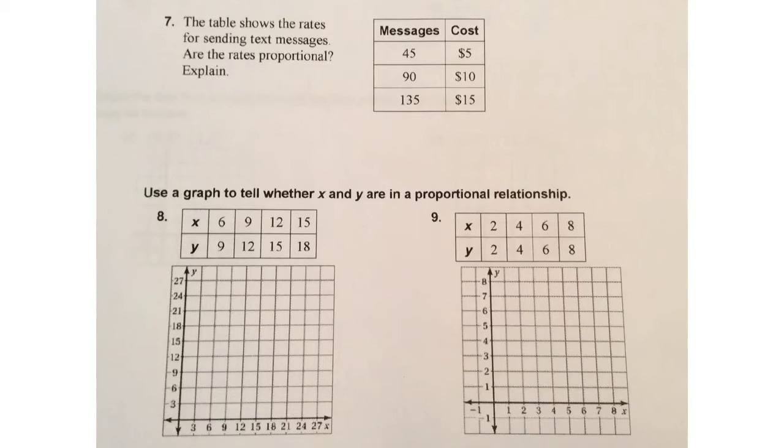And for 8 and 9, use a graph to tell whether X and Y are in a proportional relationship. Now, if you printed off this test, you can graph it right on there. I've got graph paper also in the materials. Or you could just use the tables there and tell whether those are proportional. Maybe doing cross products throughout the whole table or simplifying each ratio to see if they simplify to the same thing. So lots of options for you. I'm sure you'll do fine on this one.